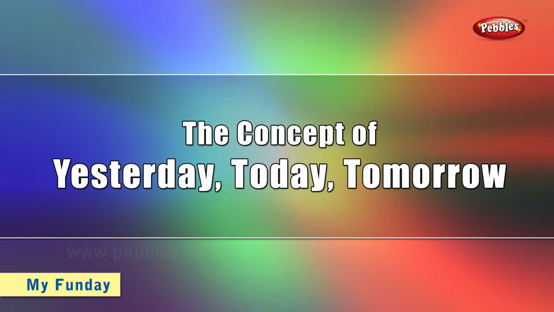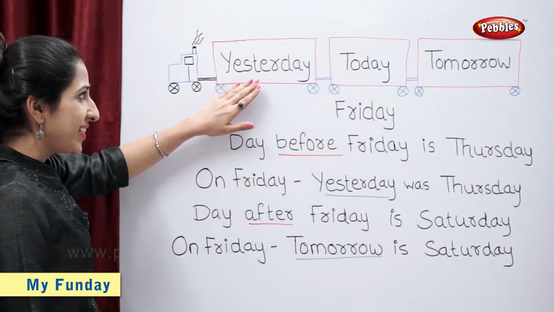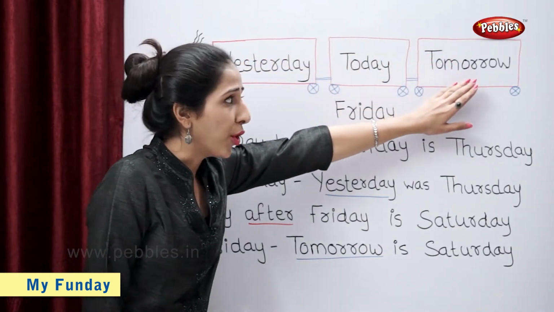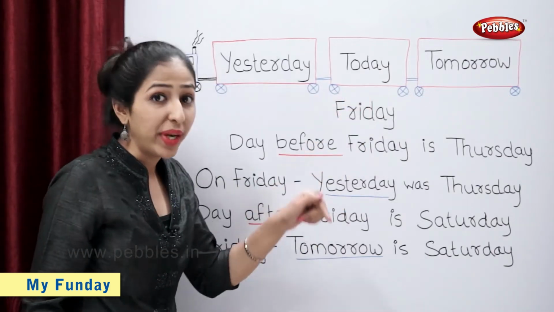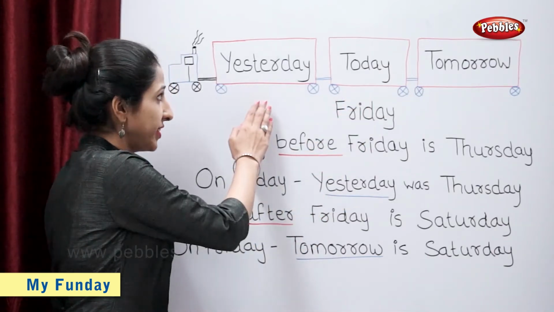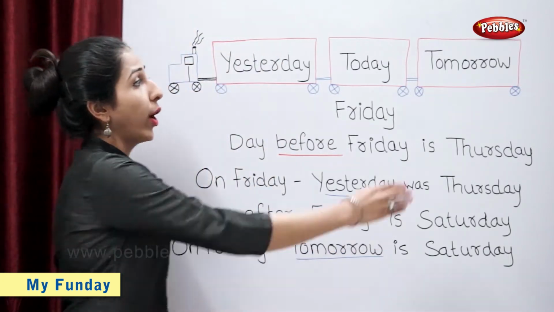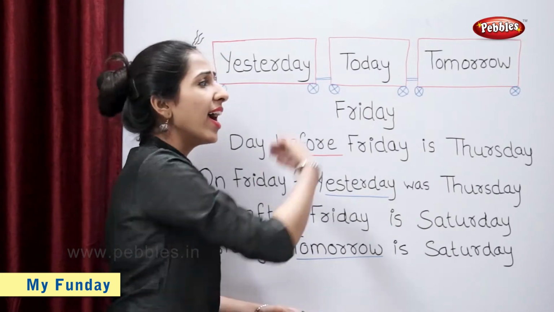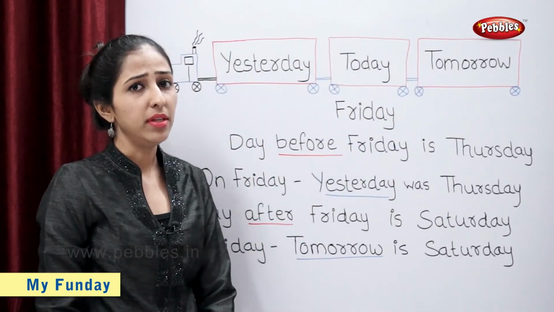Today, yesterday, tomorrow. Today is the present day. Yesterday is the day before the present day. Tomorrow is the day after the present day. So now let's take an example.